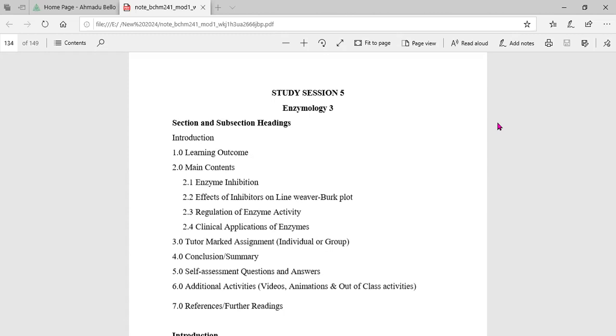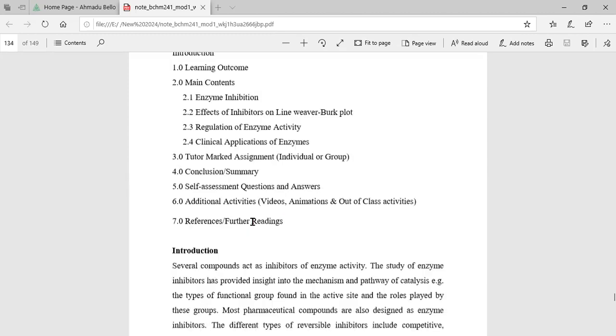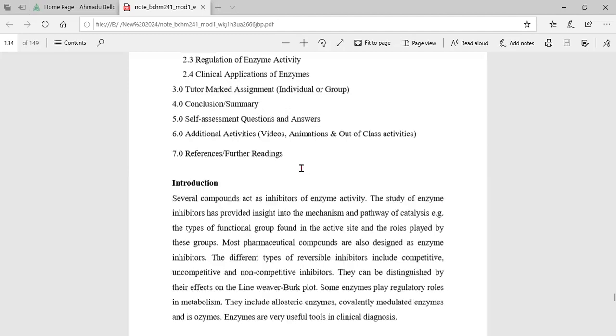In today's lecture video, we are going to be discussing enzymology 3, under which we will discuss enzyme inhibition, the effect of enzyme inhibitors on Lineweaver-Burk plots, regulation of enzyme activity, and clinical applications of enzymes.